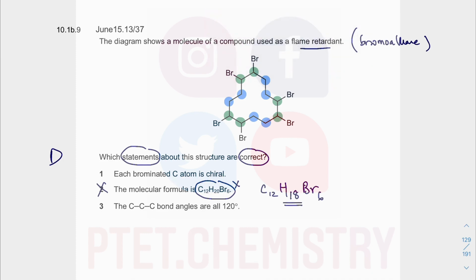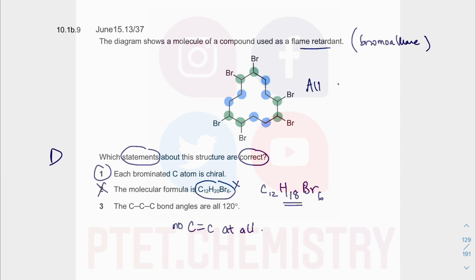So they're saying each of the green color carbon is chiral, and that is true because there's a bromine, there's a hydrogen, there's this part of the molecule which is different from the other part of the molecule, right? So 1 is actually correct, well, by logic of 2 being wrong, but also because you know about chiral center, alright? Of course, the carbon-carbon-carbon bond angles are not all 120 degree. There is no carbon-carbon double bond at all.